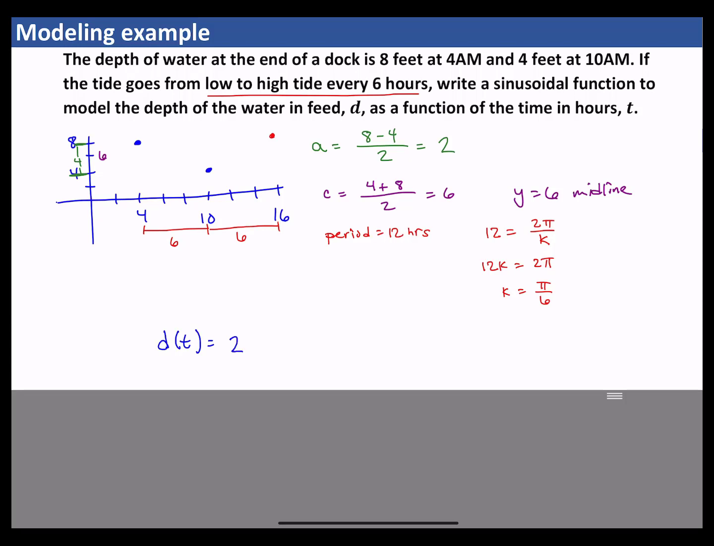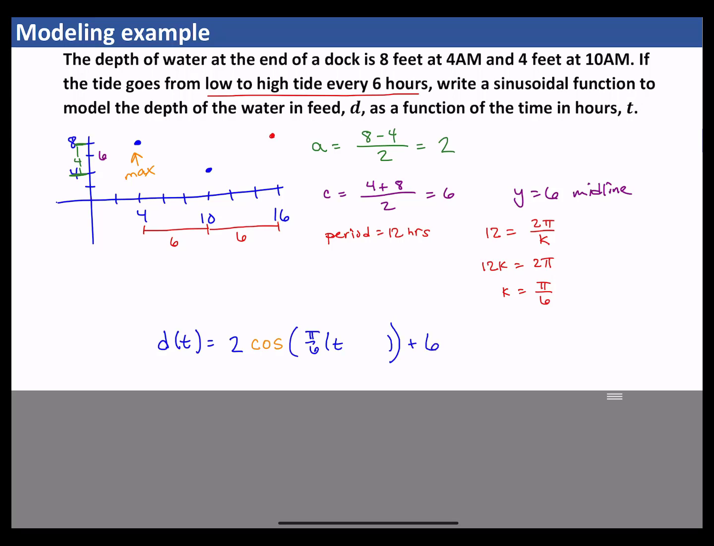Now, are we going to pick a cosine or a sine function? And it really depends on the information you're given. Now, in this case, we are given a maximum value. And we know that the cosine function's anchor point is a maximum. So in this case, it will probably be easier to think about this as a cosine function. So we have 2 times the cosine of k, pi over 6, times t. I'm going to leave some space for the horizontal shift to move the anchor point, plus our midline, 6.